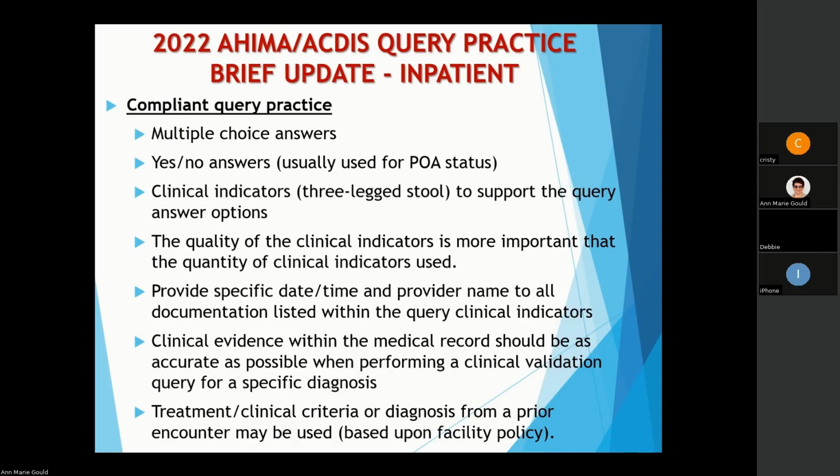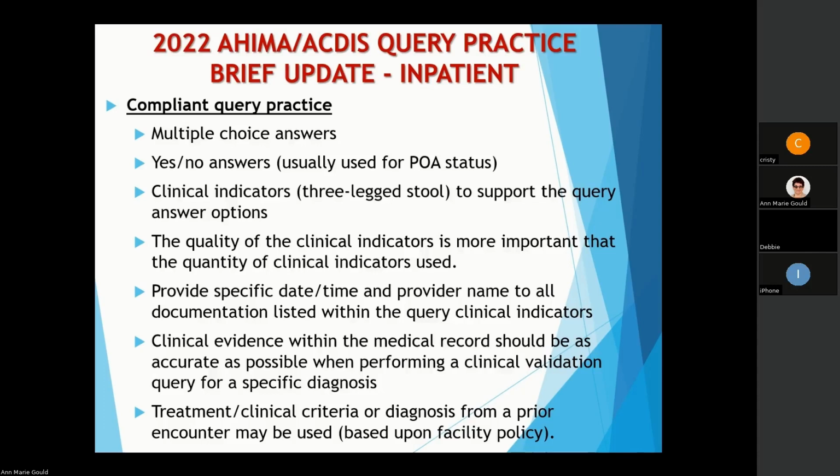Usually with the provider name, I don't write Dr. Hook in there, but I'll write down 4/10/24, 1400, cardiology consultant notes. You know what I mean? But check how your query policies are at your facility, because it's always helpful to know the way they want it set up.